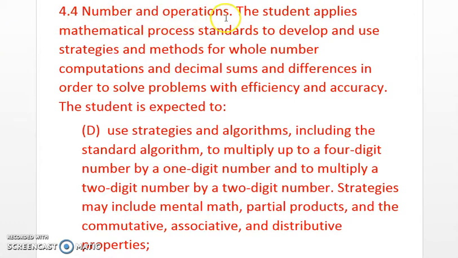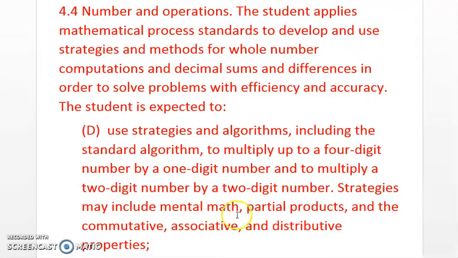Number and operations. The student applies mathematical process standards to develop and use strategies and methods for whole number computations and decimal sums and differences in order to solve problems with efficiency and accuracy. The student is expected to use strategies and algorithms, including the standard algorithm, to multiply up to a 4-digit number by a 1-digit number, and to multiply a 2-digit number by a 2-digit number.